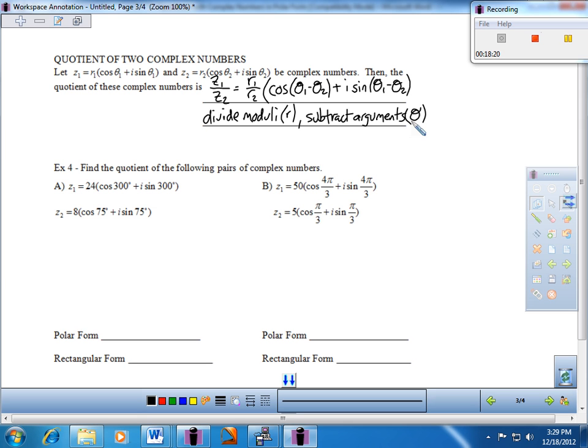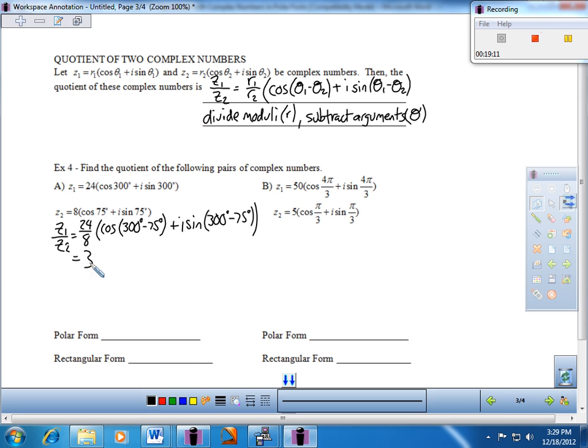Let's do example 4. Not too bad here. So here's what I have, everyone. z1 divided by z2. Divide the r's, so 24 divided by 8, and subtract the thetas. Again, I like degree mode. It works out nicely here. i sine, same deal, everyone. 300 minus the 75. Okay, absolutely perfect. I think we're in a good position here. Let's see what we end up getting.